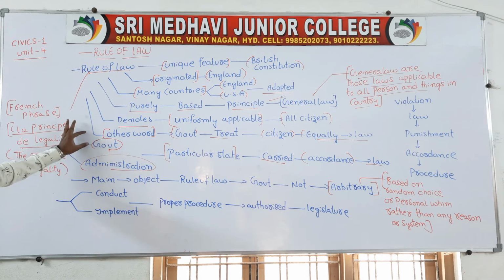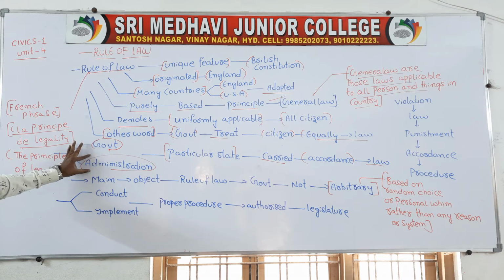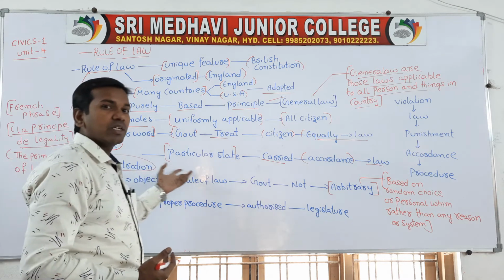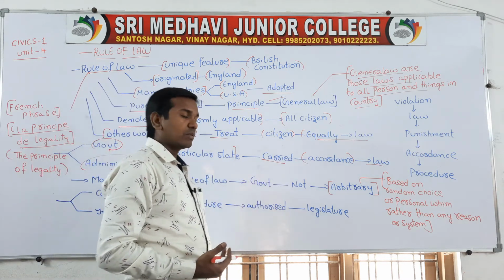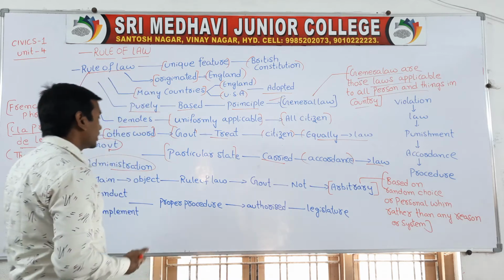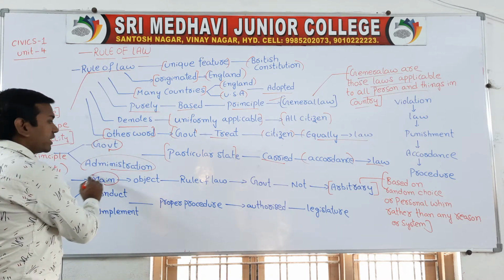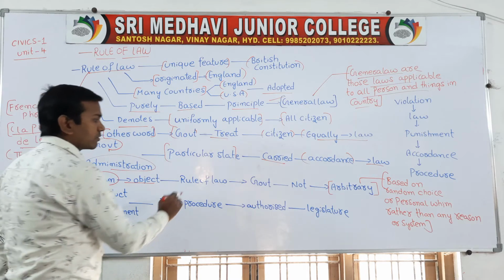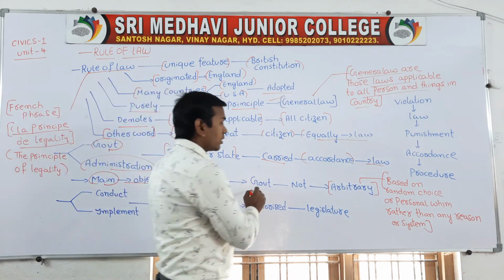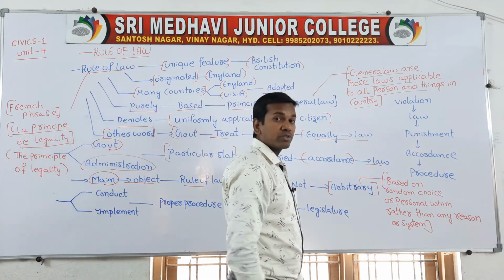Okay, whatever the roles are there in the government as well as the administration department of a particular state, what should they do? They should carry out their activities in accordance with the law. Similarly, the main object of the rule of law is that the government should not be arbitrary.